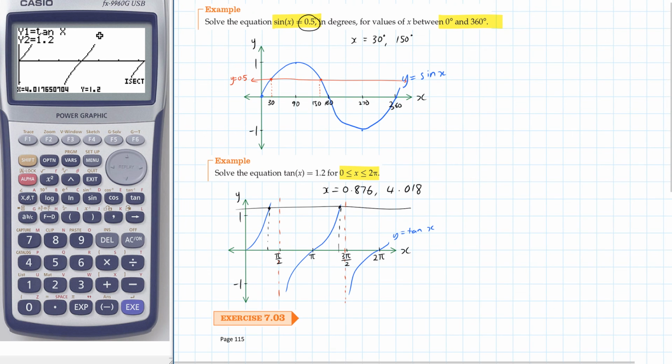So when you're doing these graphs, I'd suggest that you sketch them out first and show the line that you're solving with to get those points of intersection, and then put it onto your graphics calculator.